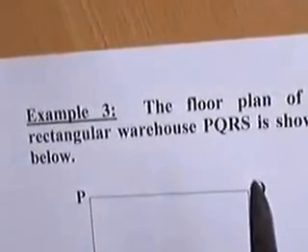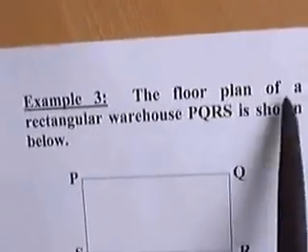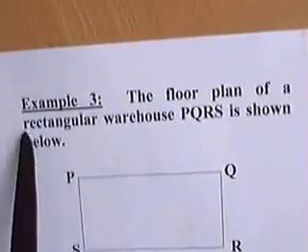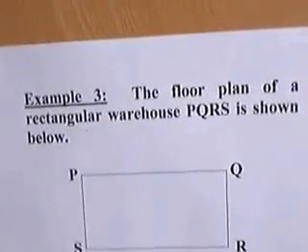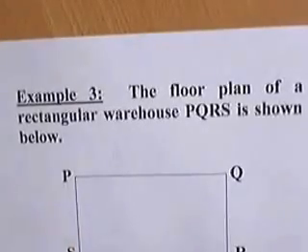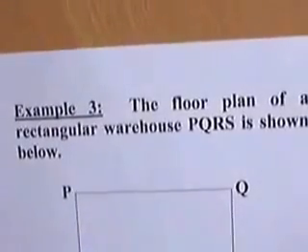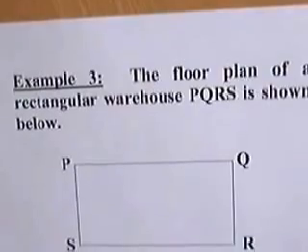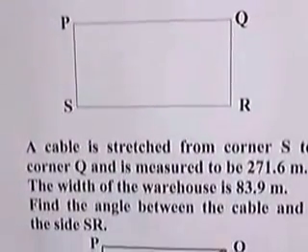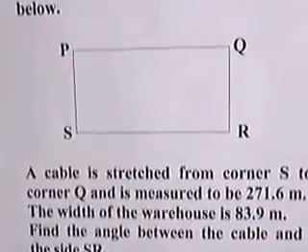Okay, now that was using a bit of bearings together with trigonometry. Here's another example, and this time we're dealing with the floor plan of a rectangular warehouse PQRS as shown below. Rectangular immediately should tell you that these four corners are all 90 degrees. Okay, important information which is in the question. You should not overlook things like that.